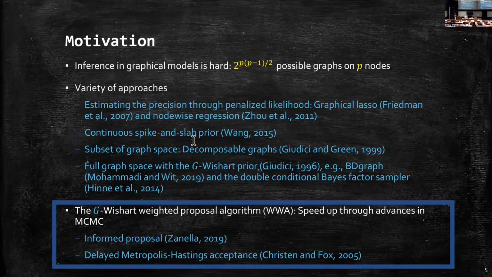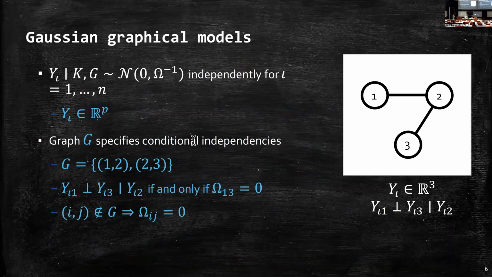So how do we improve existing MCMC schemes? We enrich them by building on two proposals in the MCMC literature. The first one we incorporate in MCMC for graphs is the informed proposal, which has been proposed by Zanella for exploring discrete spaces. Then we include a delayed Metropolis-Hastings acceptance step, and I'll show you how this will help us speed up computation.